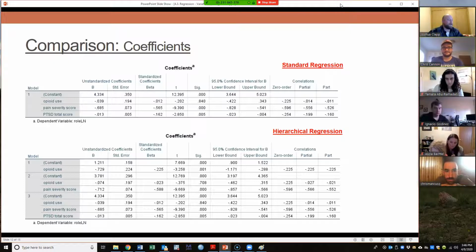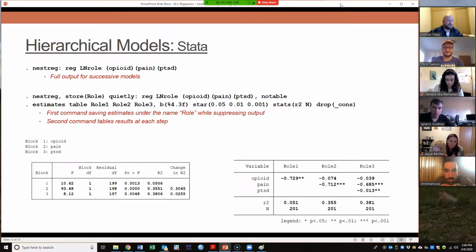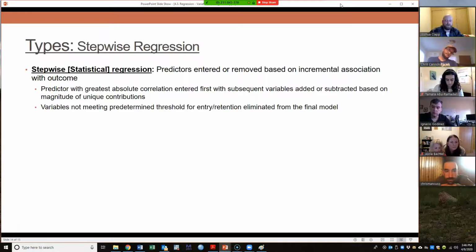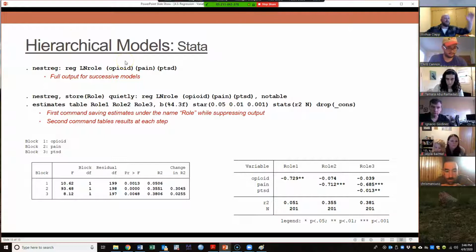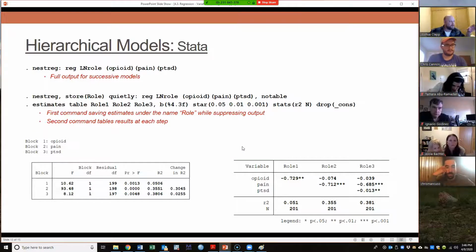Okay, cool. So that covers hierarchical regression, hierarchical models in STATA. There are a couple of different ways you can run these, nestreg, which gives you lots of output. You can also run some different things where you can get STATA to give you nicer tables that condense things. So either way, both will work. Alicia, you've got handouts walking you through these different things in a video. But all the output is the same. It's basically the same stuff you get, just the format's a little bit different.